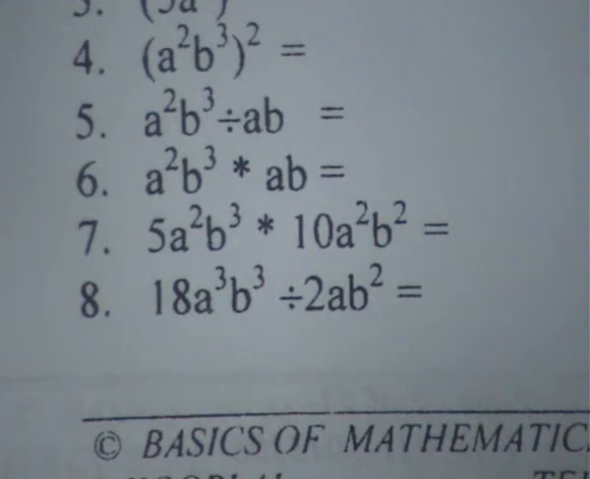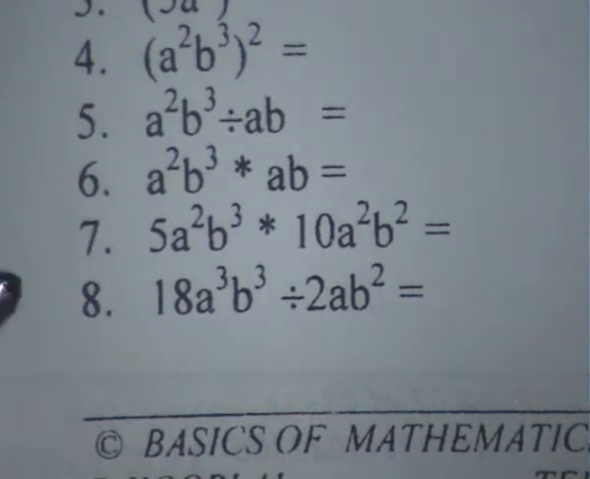Number 6, a squared b cubed times ab. Number 7, 5a squared b cubed times 10a squared b squared. Number 8, 18a cubed b cubed divided by 2ab squared.